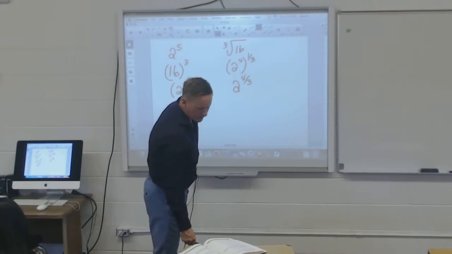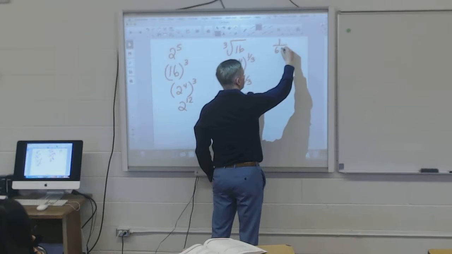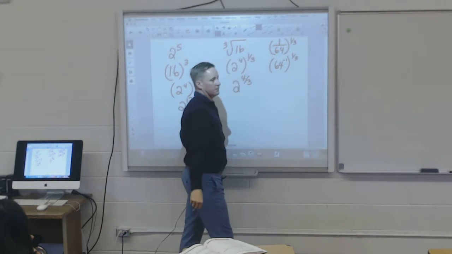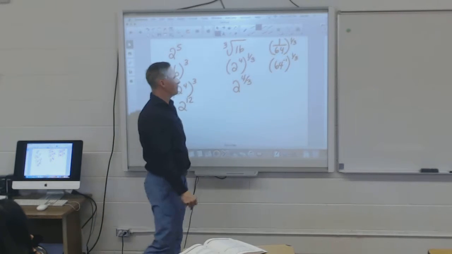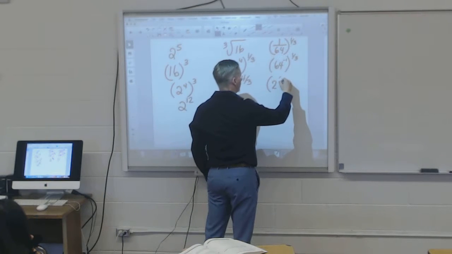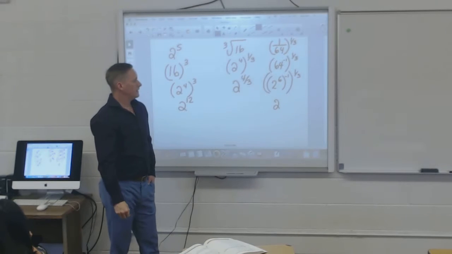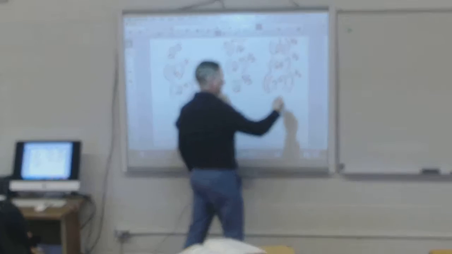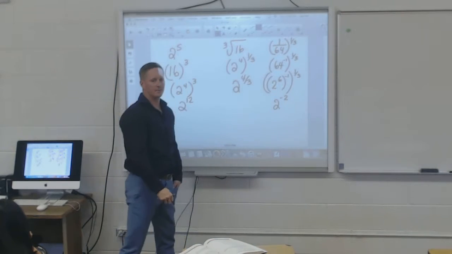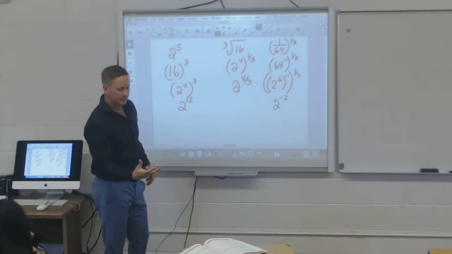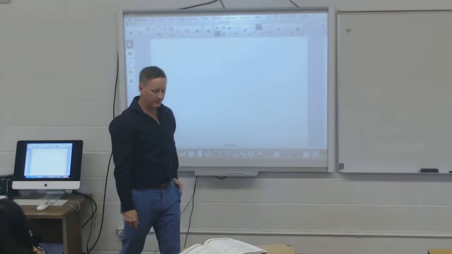So I've got 1/64 to the power of a third. So I'm going to change that to 64 to the -1 to the 1/3, just moving it up. 64 is 2 to the power of what? Okay, -6 times a third is -2. So that would be 2 to the -2. Fairly easy to begin with.